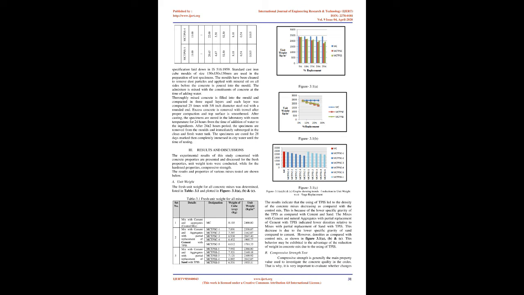The first mix, MC, is the control mix having only cement as binder. The second mix, MC TPSC series, had toothpaste waste powder, TPIS, as replacement of cement. The third mix, MC TPSS series, had toothpaste waste powder, TPIS, as replacement of sand. The compressive strength tests were conducted to monitor the strength development of concrete containing up to 20% of this pozzolana as cement and sand replacement.